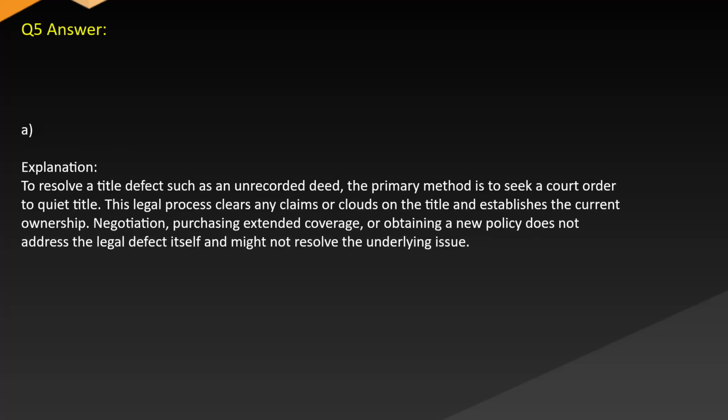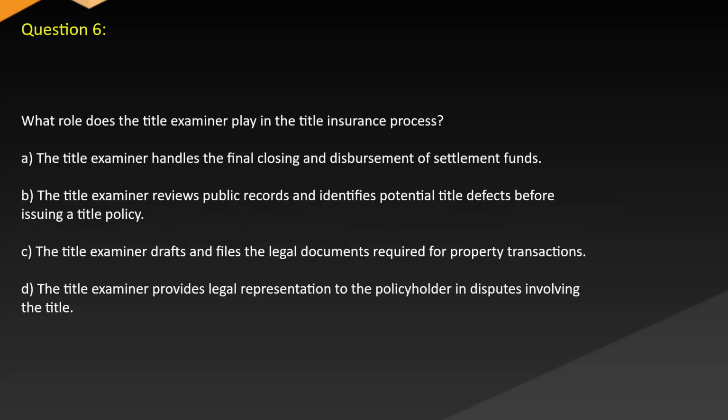Answer A. Explanation. To resolve a title defect such as an unrecorded deed, the primary method is to seek a court order to quiet title. This legal process clears any claims or clouds on the title and establishes the current ownership. Negotiation, purchasing extended coverage, or obtaining a new policy does not address the legal defect itself and might not resolve the underlying issue.